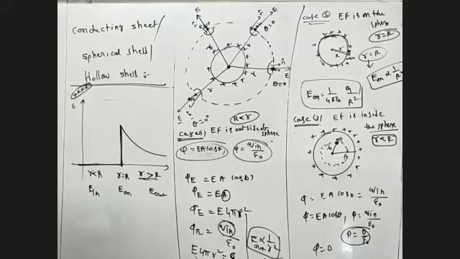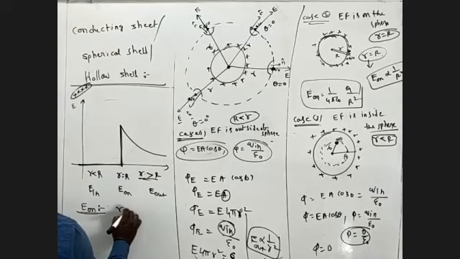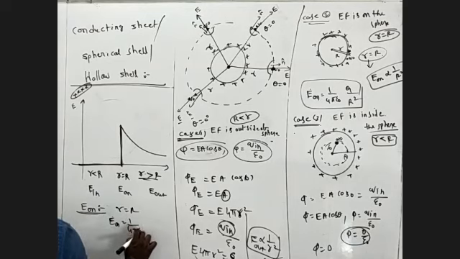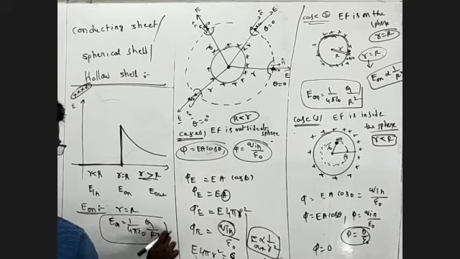Next, some important points. E on means capital R equals small r. E on is equal to 1 by 4 pi epsilon naught, Q by r square.